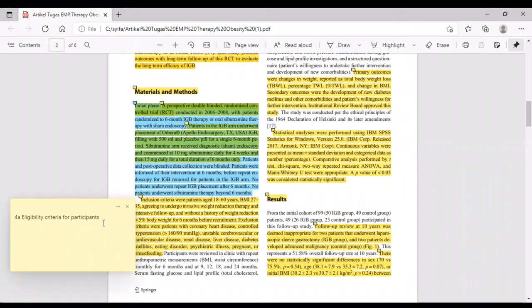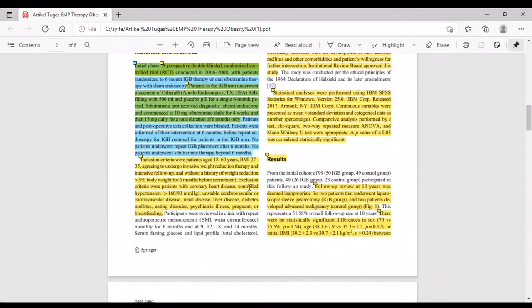Next is 4A. The checklist is eligibility criteria for participants. This contains inclusion and exclusion. Inclusion criteria were patients aged 18 until 60 years with BMI 27 until 35, agreeing to undergo invasive weight reduction therapy and intensive follow-up. Meanwhile, the exclusion criteria were patients with coronary heart disease, controlled hypertension, unstable cerebrovascular or cardiovascular disease, renal disease, liver disease, diabetes mellitus, eating disorder, psychiatric illness, pregnancy, or breastfeeding.